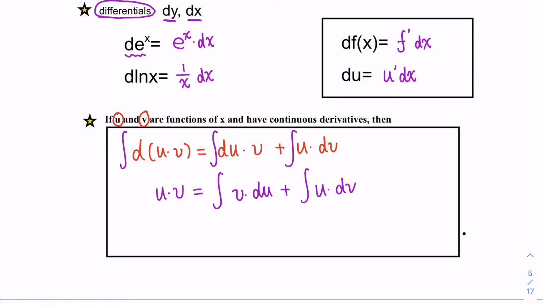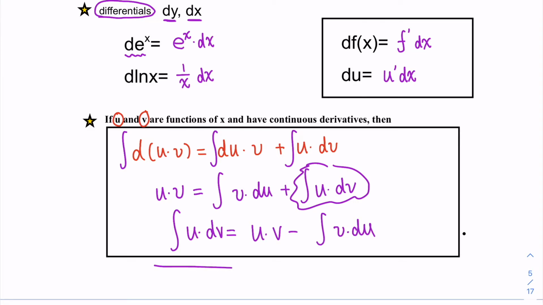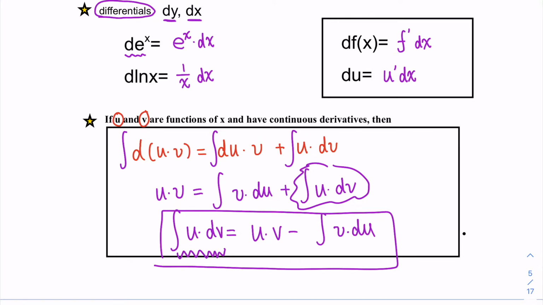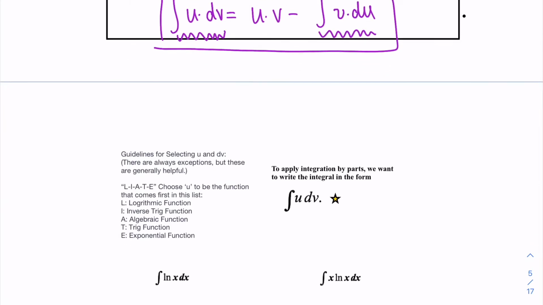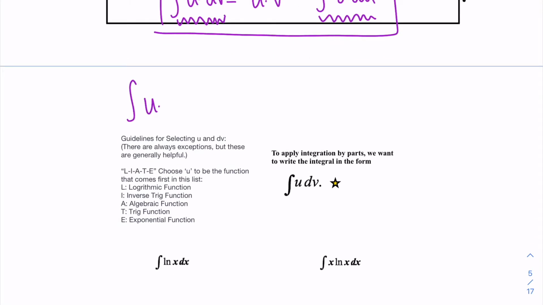So now we are going to solve this part. The integral of u dv equals uv minus the integral of v du. This is what we call integration by parts. Based on this formula, we change the integral of u dv to the integral of v du. Sometimes when we switch this way, it will be much easier to solve. So let me copy this formula down: the integral of u dv equals uv minus the integral of v du.